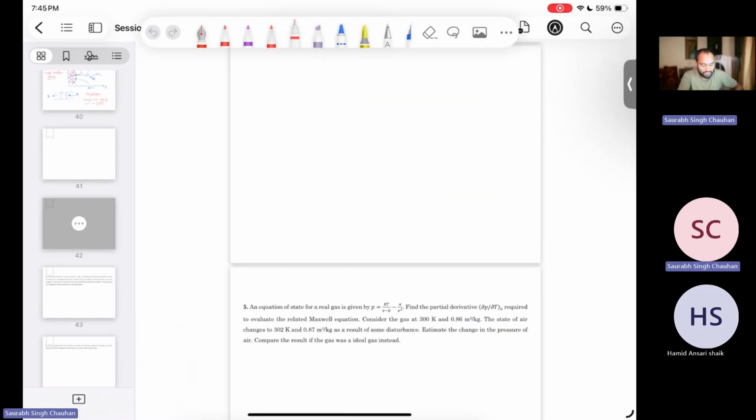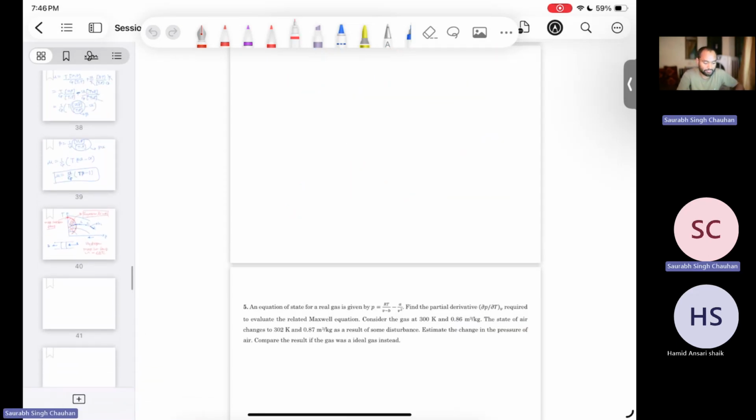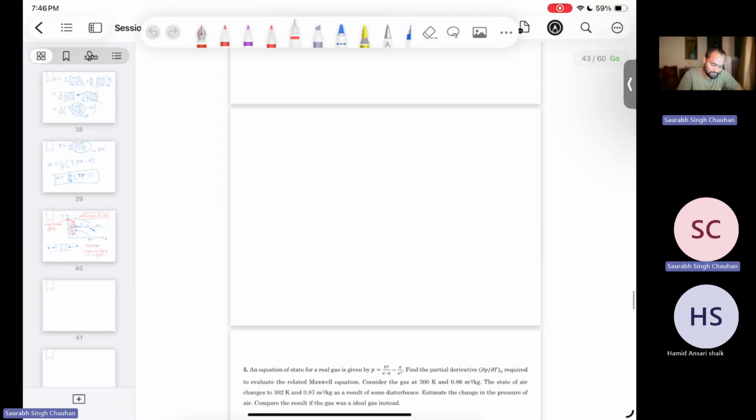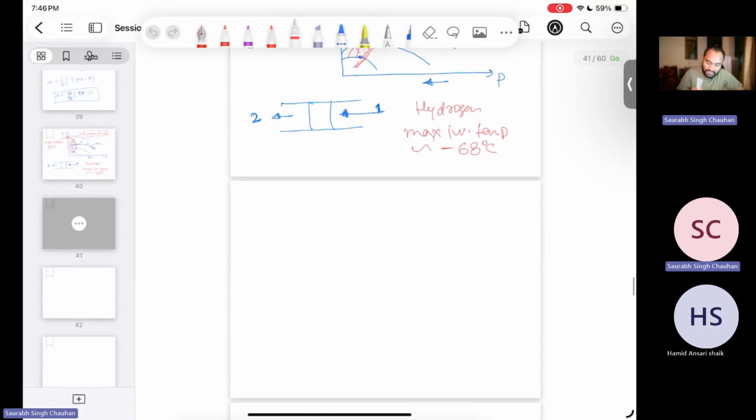Similarly, we have one more equation like this Joule-Thomson coefficient relation. There is one more relation that is called Mayer's relation. Mayer's relation is basically Cp minus Cv is equal to TV beta square by alpha. For an ideal gas it is R, right? But in general it is like this.